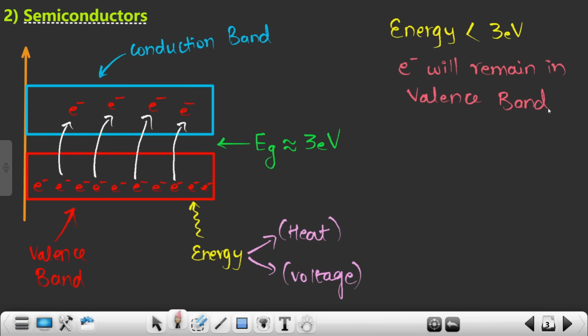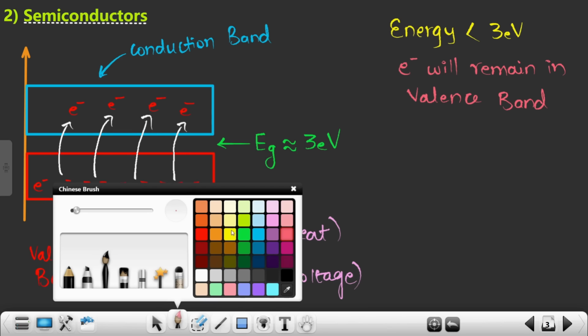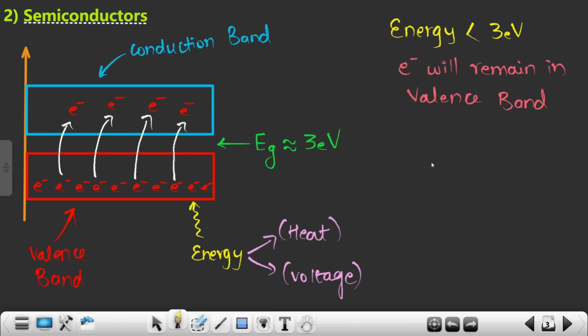On the contrary, whatever energy we are providing or applying, if it is quite greater than 3 electron volt, then in this particular scenario the electron will move out of the valence band, and it will actually cross this forbidden energy gap as well.